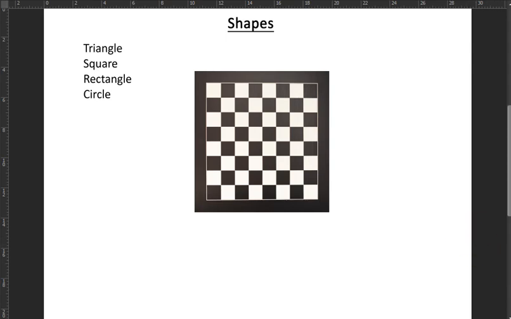Next, we have a chessboard. A chessboard has four sides that are all equal, and it has four equal angles. So here, here, here, and here, which makes it a square. And you can also see that a chessboard actually is filled with squares inside. All of these little shapes in here are all individual squares. So here we have a square.